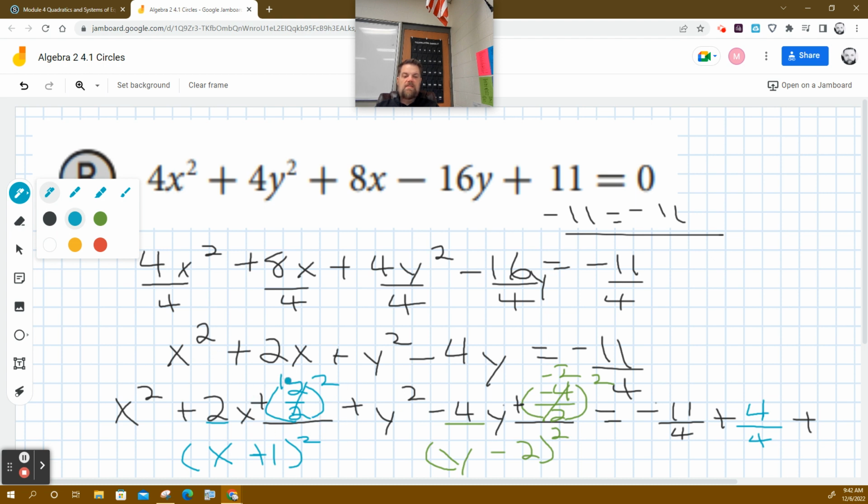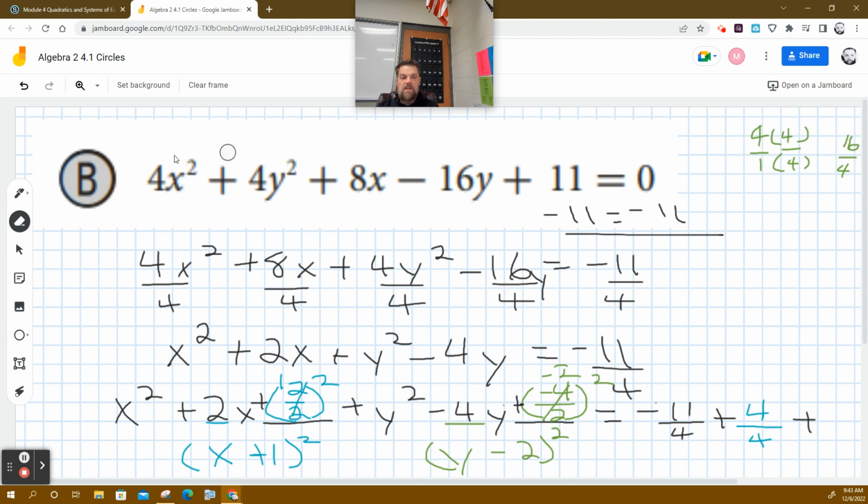Because this becomes 1. And then over here, what's negative 2 squared? Well, that becomes positive 4. But what's 4? So in other words, I'm supposed to add 4, but I'm going to think of it as 4 over 1. I want 4 in the denominator, so I'm going to multiply the top and bottom by 4. And that means that 16 over 4 is what it equals. Okay, so I'm going to write this as 16 over 4.